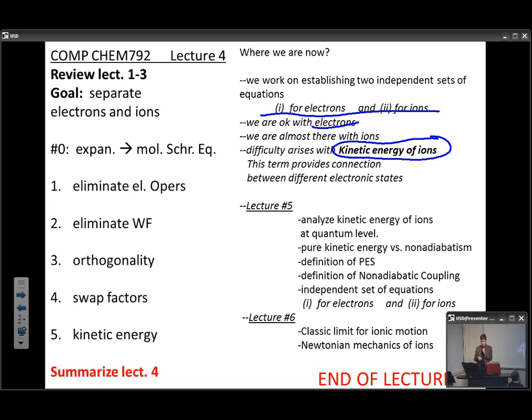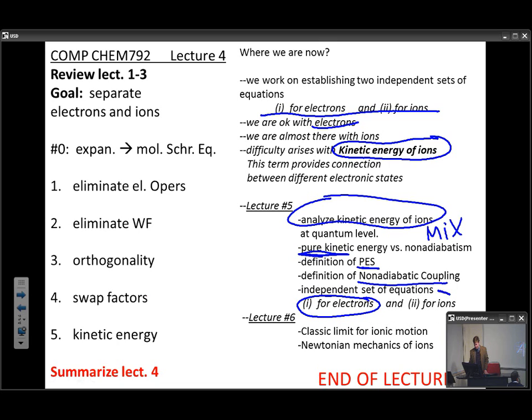So in our next segment of theoretical consideration, we should slowly and carefully analyze the kinetic energy of ions and separate this pure term and the mixed term. And then we will go through the definition of potential energy surfaces and non-adiabatic couplings, and at the end we will have two separate sets of equations for electrons and for ions.